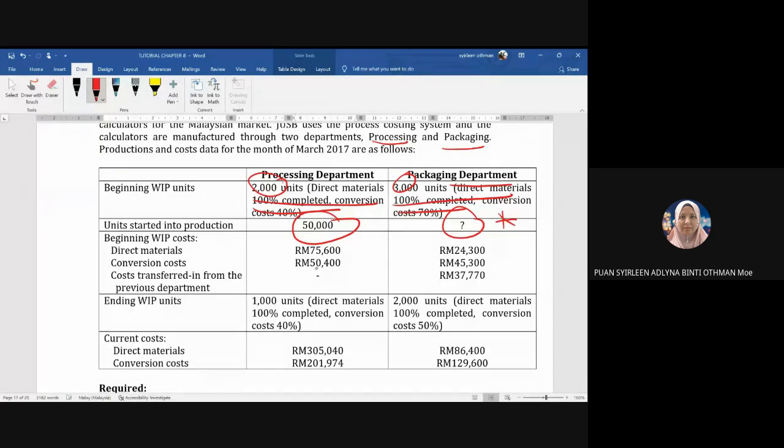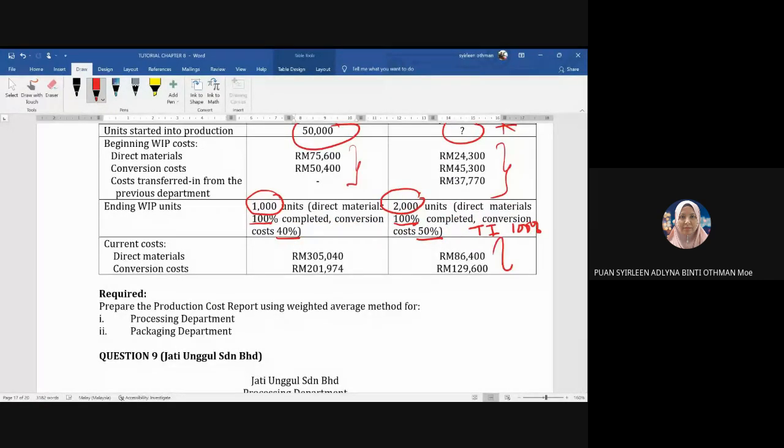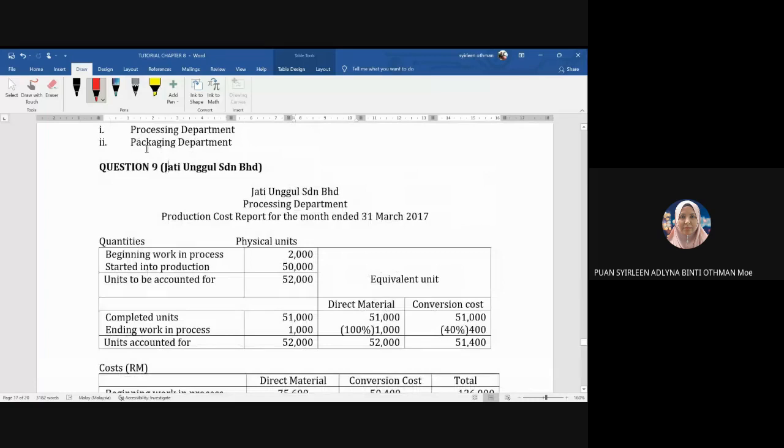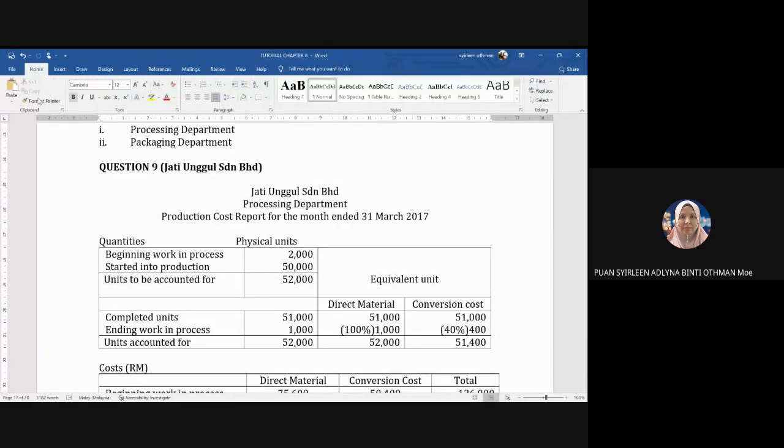So this is the beginning cost. This is the ending WIP. Direct material 100%, conversion cost 40%. This one is direct material 100%, conversion cost 50%, and transferred in is 100%. Wherever it is, it must remain 100%. This is for the journal, if there is one, but that will be your current cost. Okay, I'll just show you the answer directly. You can check on your own.